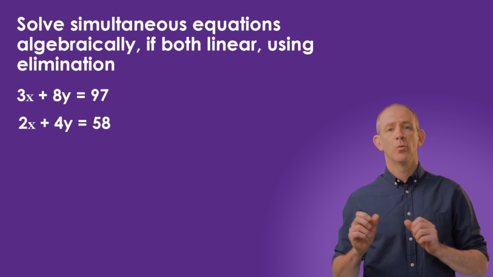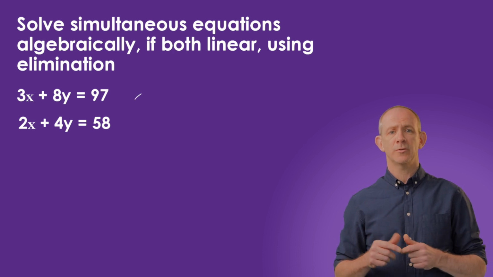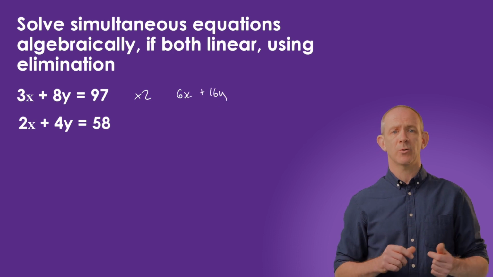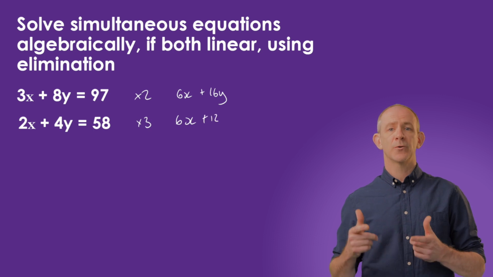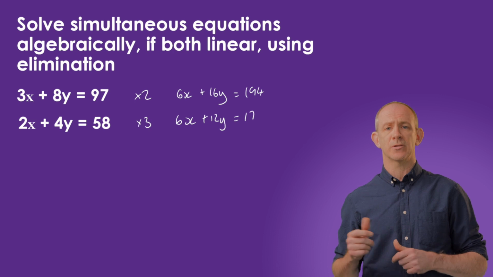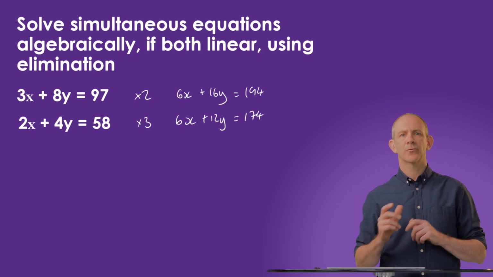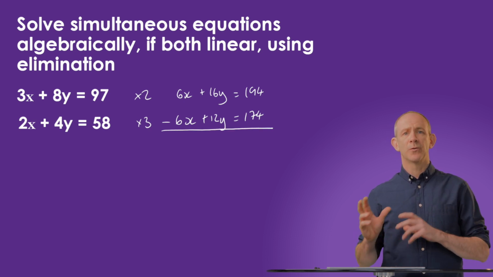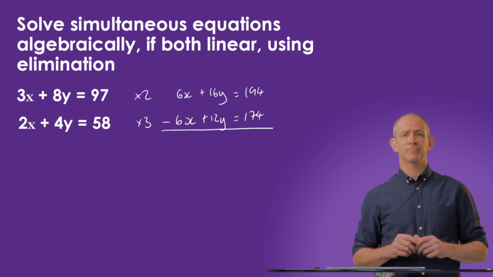So here, we're going to get rid of the x variable, so we'll times the first equation by 2 to get 6x plus 16y, and we'll times the second equation by 3 to get 6x plus 12y. The first equation now equals 194, and the second equation equals 174. Now we're going to subtract the second equation from the first to eliminate the x variable, and then solve for the y variable. I could choose to do it the other way around and get the same results.